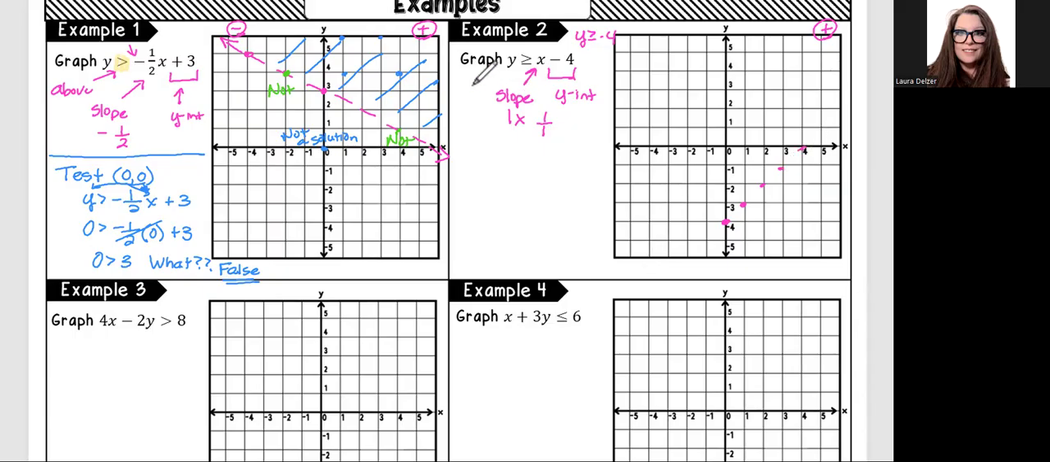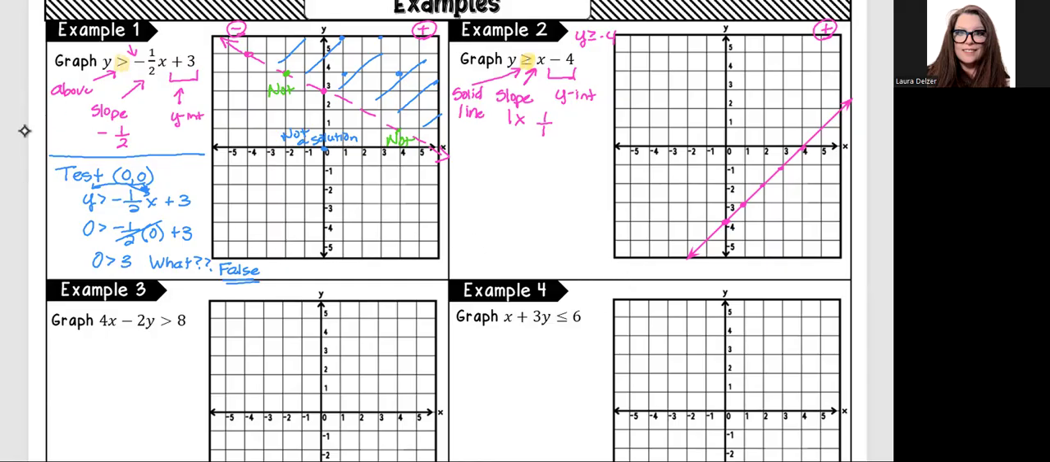Now, this guy has an equal sign in it. Okay, so because it's greater than or equal, that equal sign is telling me it's going to be a solid line. So this will be a solid line, no dash. And because it's a solid line, it's easier for me to graph on the computer, because I can just use my tool and I can go and draw a line.